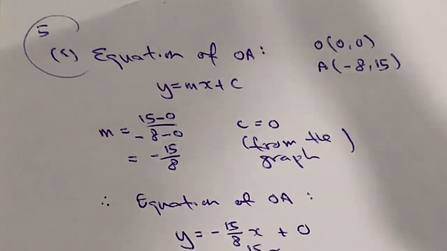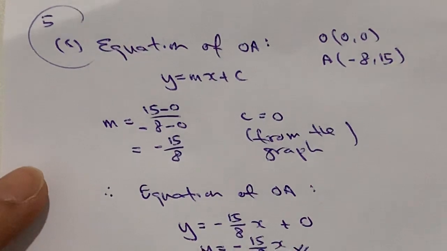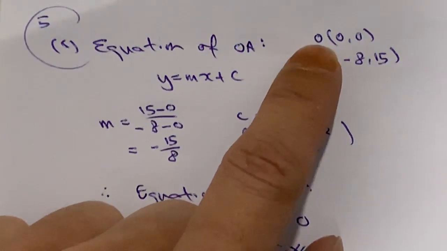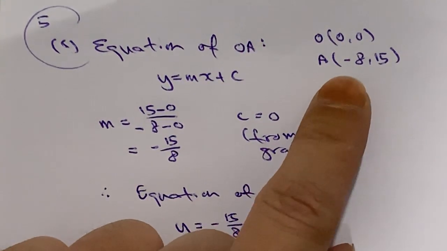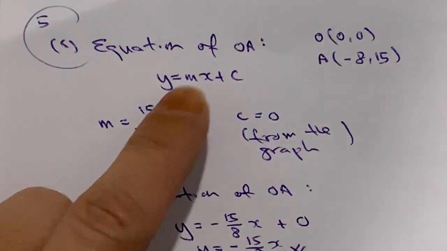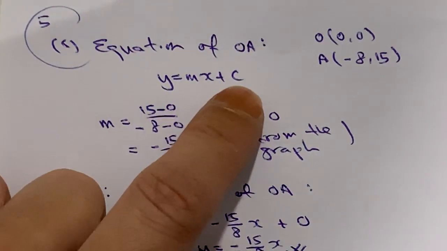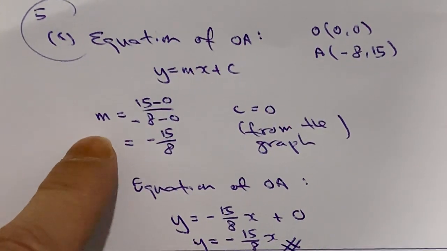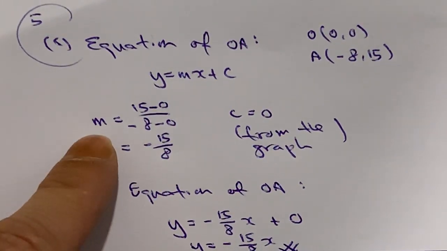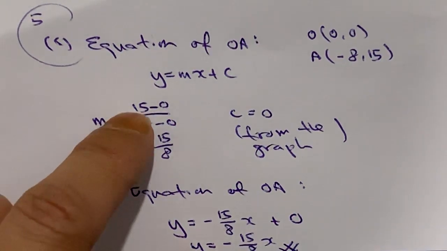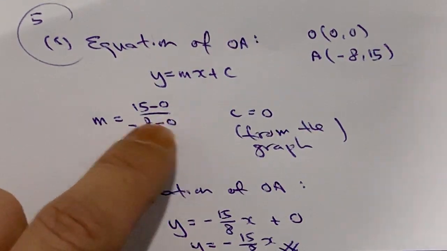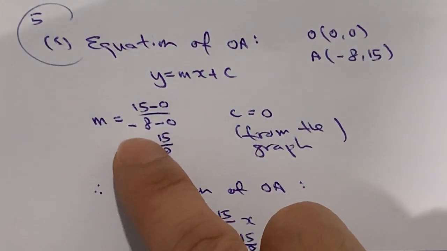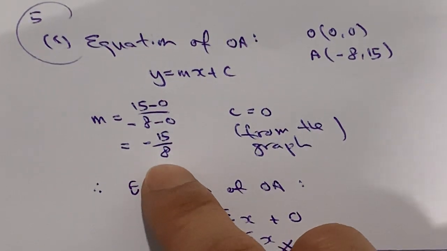Okay, for 5c, we are asked to find the equation of OA, so you can write down the two coordinates O and A here, O being 0, 0 and A negative 8, 15. So OA is a straight line, we have y equals mx plus c, so as usual get the m, get the c. So m we can get by using the formula for gradient, y2 minus y1 over x2 minus x1. So we have 15 minus 0 over negative 8 minus 0.